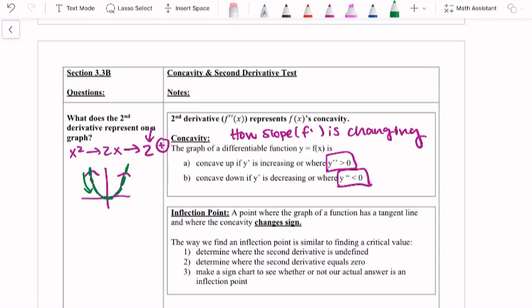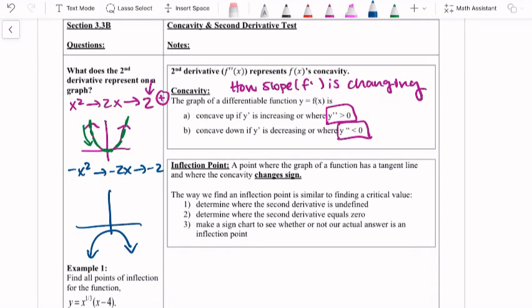Same thing, let's look at negative x squared. If I take the derivative, I get negative 2x, and if I take the derivative of that, I get negative 2. The graph of this is just flipped over the x-axis. So in this case, our slopes are getting more and more negative. Here we have a positive slope. Here, we still have a positive slope, slightly less positive, slightly less positive, and now it's 0. And now it's negative, a bigger negative number, and now it's even more negative, and that's how we can tell if it's concave down.